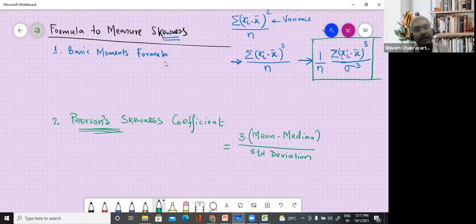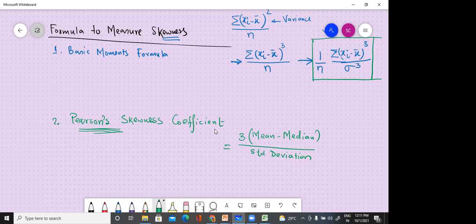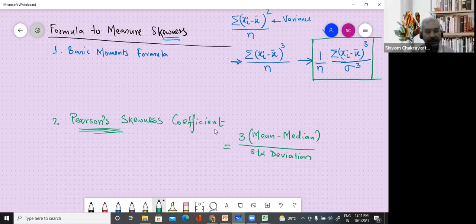But suppose raw data is not available to you. Many times it can happen. You're taking data from, say, some research paper or some secondary data source where you do not have access to raw data. But the researcher calculated mean, median, mode, standard deviation, those things you have. So then you can very easily use Pearson's skewness coefficient. Okay, sir. So this is the second method.